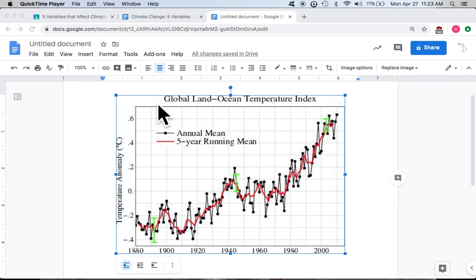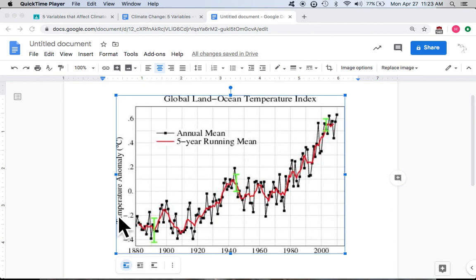This graph, Global Land Ocean Temperature Index. We've got years down here, and then we've got temperature anomaly over here, which is in degrees Celsius. And we've got some data that's been plotted.